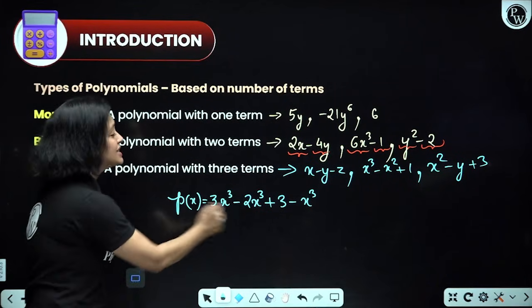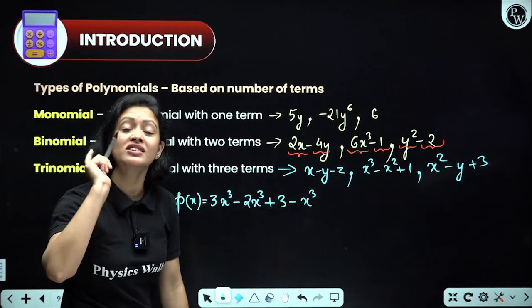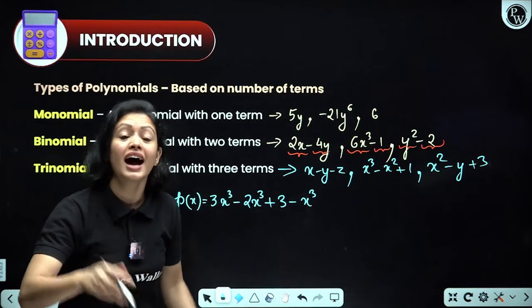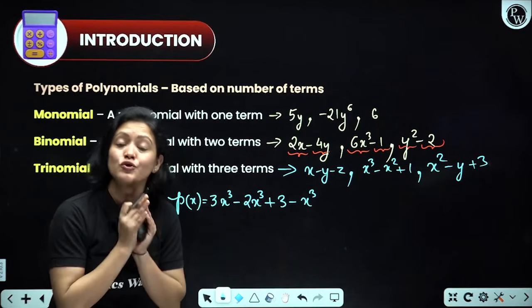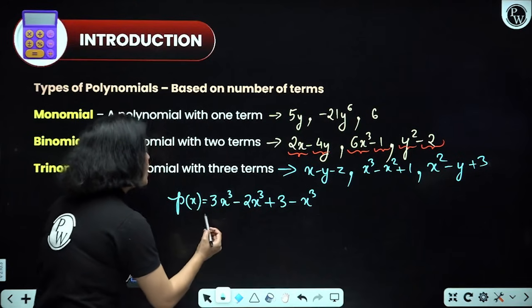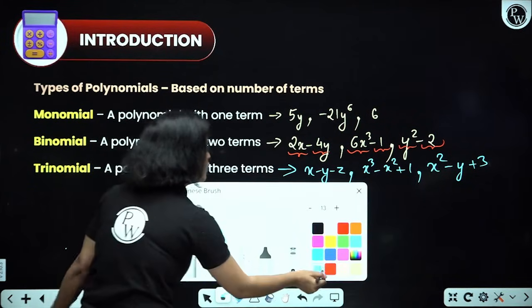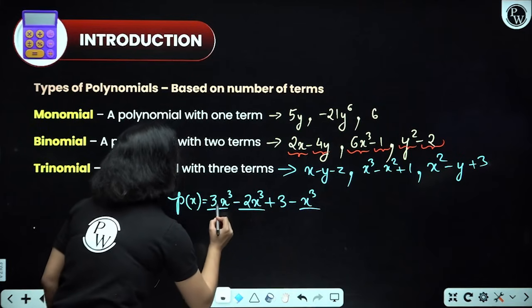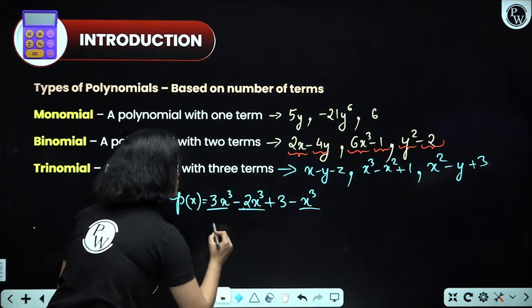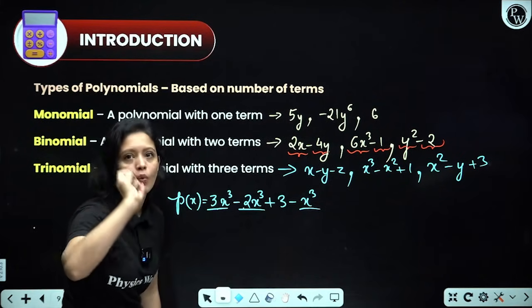Got it? So this here is not in standard form. Why? Because there are like terms here and you have to evaluate like terms together. So no like term should remain. So what are the like terms, everyone? 3x cube, minus 2x cube and minus x cube, right? When you evaluate them together, 3x cube minus 2x cube minus x cube becomes 0.